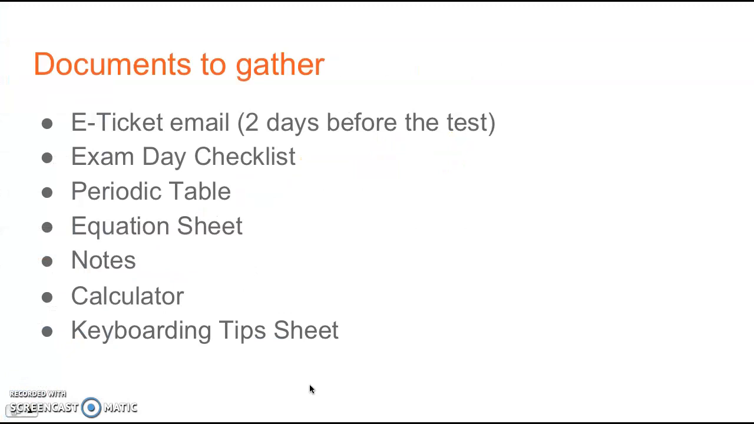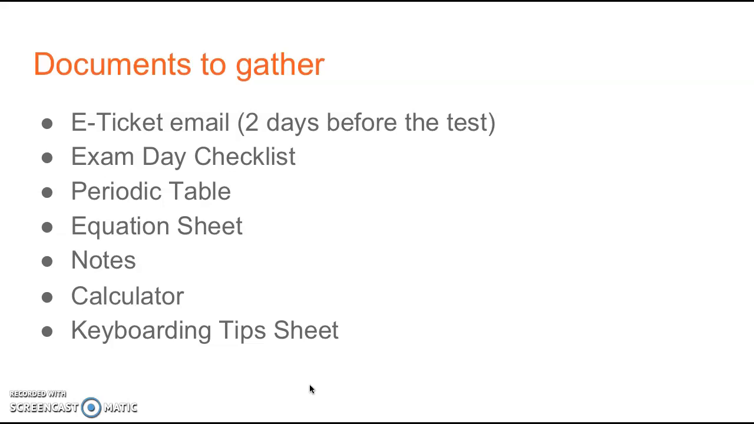All right, so the documents that you want to gather for the test day, you want to have your e-ticket, and that's something that's going to be emailed to you 2 days before the test. Now, I'm going to ask you to make sure that you confirm that you're getting emails from College Board. If you've been getting emails from College Board all along, then you're all set. But if you haven't, then make sure that you go into My AP or AP Classroom and double check your contact info to ensure that you have the correct email address.